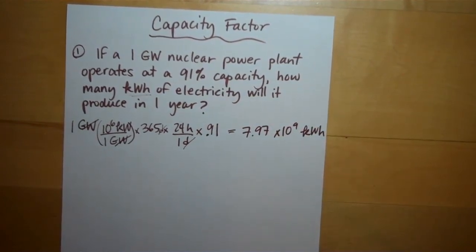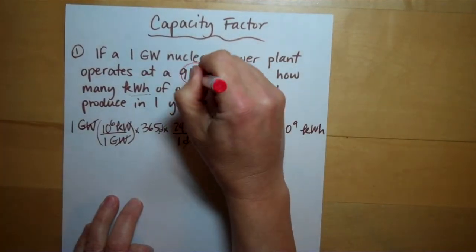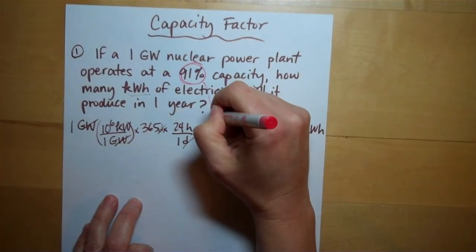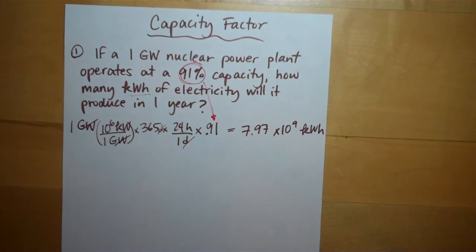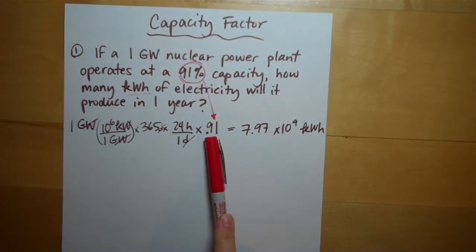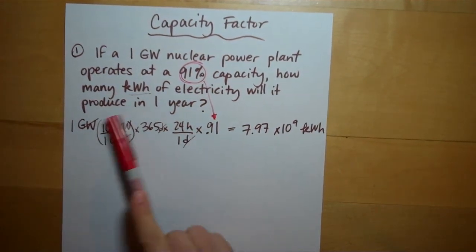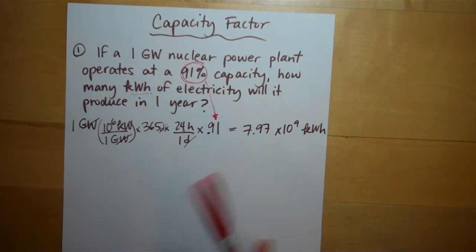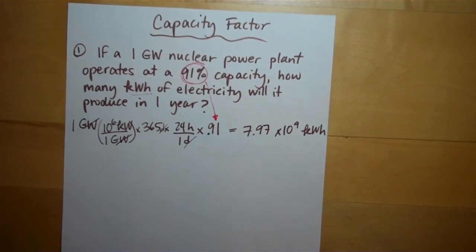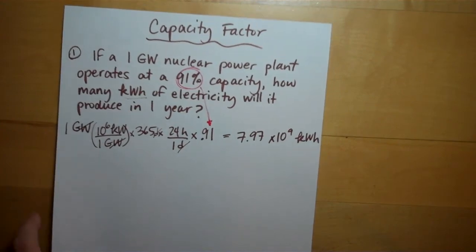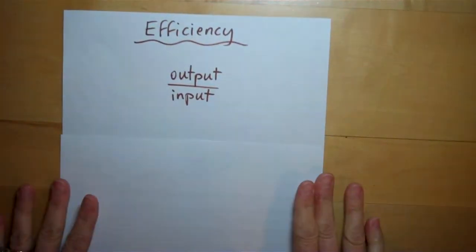So that's it. This 91% capacity is right here, and it shows how this number should have been a little bit higher, but it's reduced because of reduced capacity. So capacity factor is pretty straightforward. Okay, efficiency. Efficiency is a different issue.